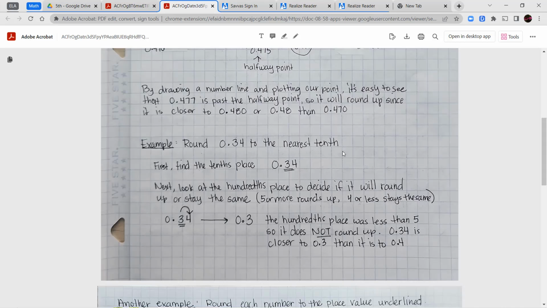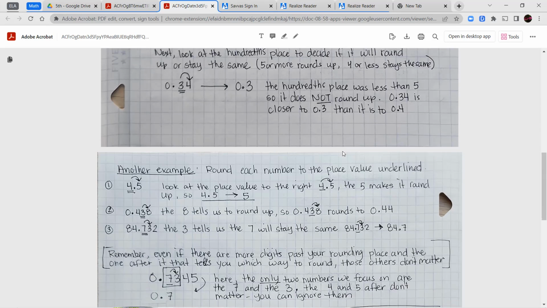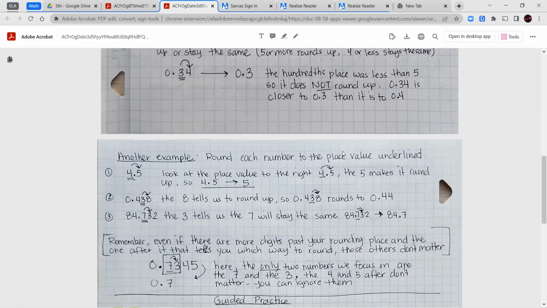Let's take a look at another example. We're going to round each number to the place value that's underlined. So I'm not telling you necessarily all of them need to be the tenths place or all of them need to be the hundredths place. Whichever place value is underlined, that's the one we're going to work with. So my first number is 4 and 5/10. I want to first identify my rounding place. The rounding place that I see here is the ones place, the whole number place, the place value before the decimal.